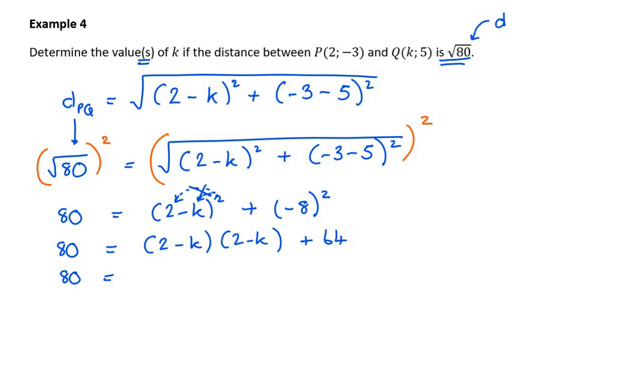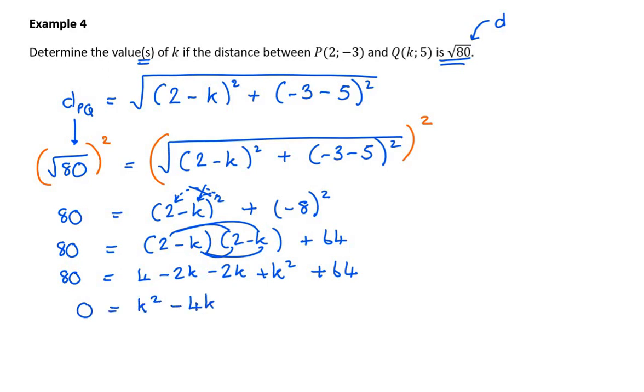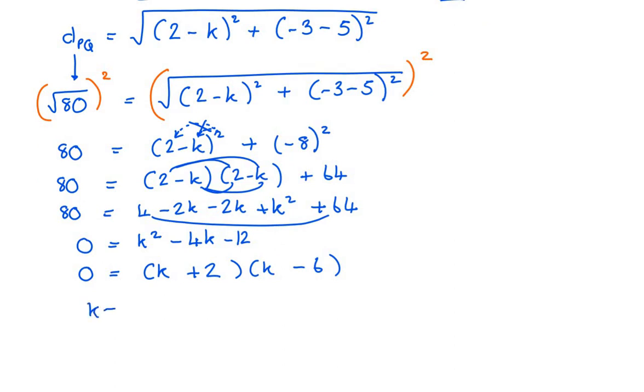So 2 times 2 is 4, minus 2k, minus 2k, plus k squared, plus 64. So if I neaten this up a bit, this is a quadratic, so I'm going to make one side equal to 0, so this is k squared minus 4k. 4 plus 64 is 68, but minus the 80 gives me minus 12. And so I'm going to factorize, and as predicted, there's more than one k value probably. Now I'm going to go with minus 6 plus 2, because that'll give me negative 4. So I get k equals negative 2, or k equals 6.